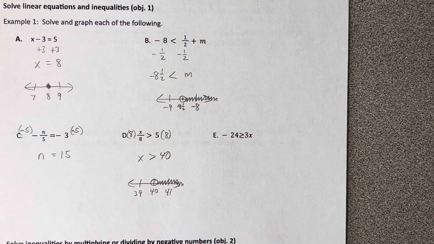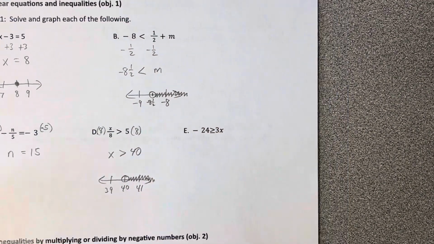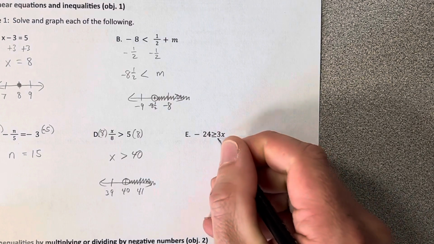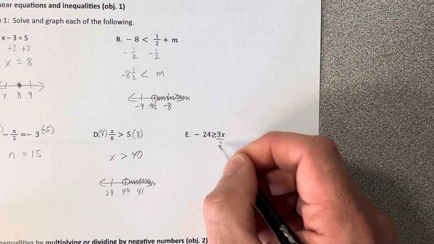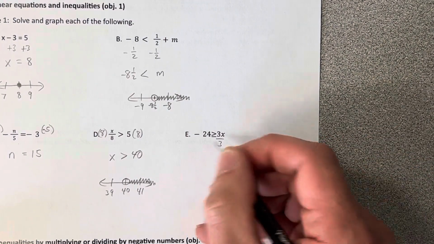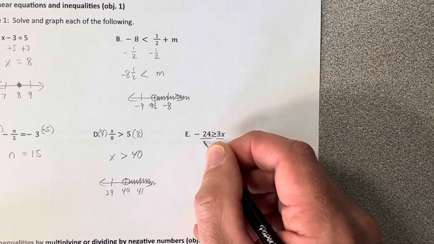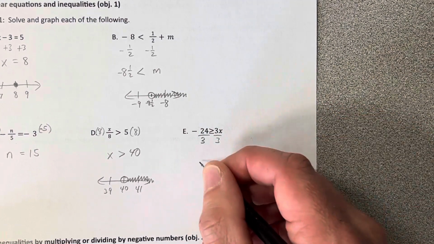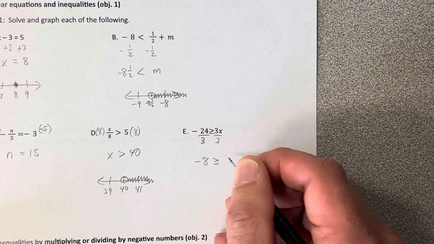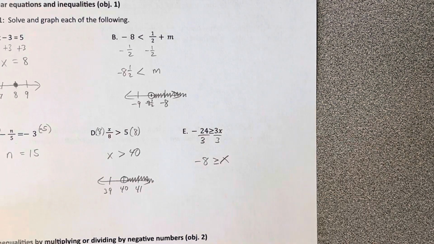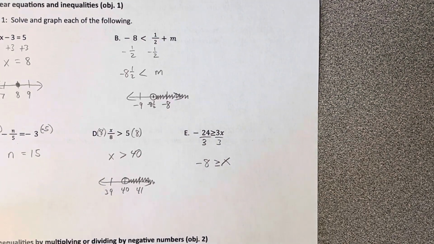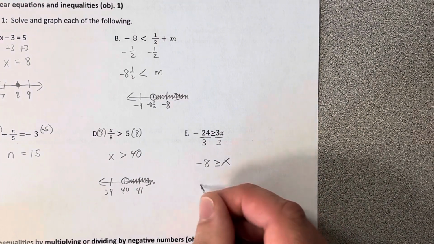For our next example, we're going to be getting x by itself, so we'll divide by 3. Inverse operation of multiplying by 3 is division, but then we got to do our property of equality. We got to keep it balanced. So we'll have negative 8 is greater than or equal to x, but I prefer to read it from x's perspective. X is less than or equal to negative 8.